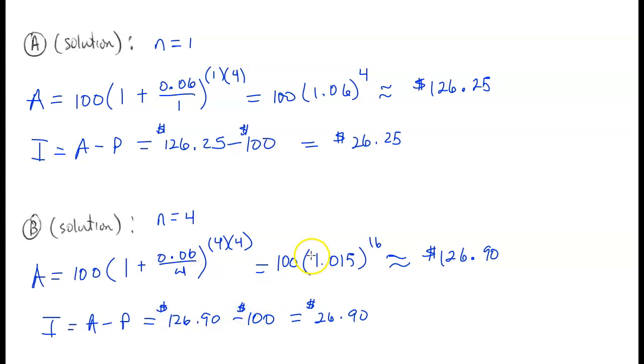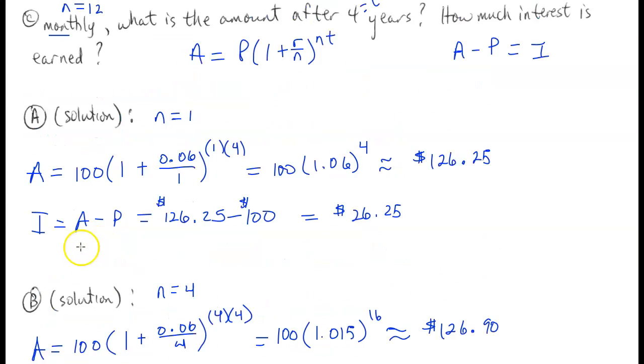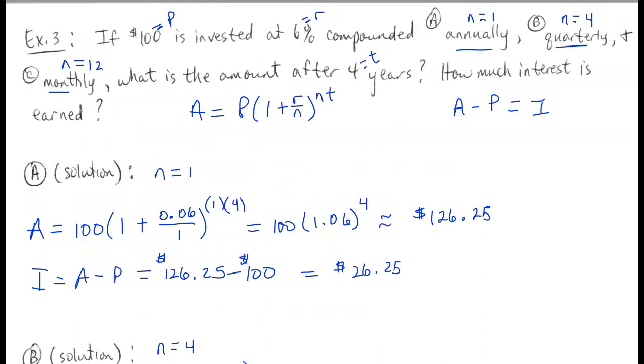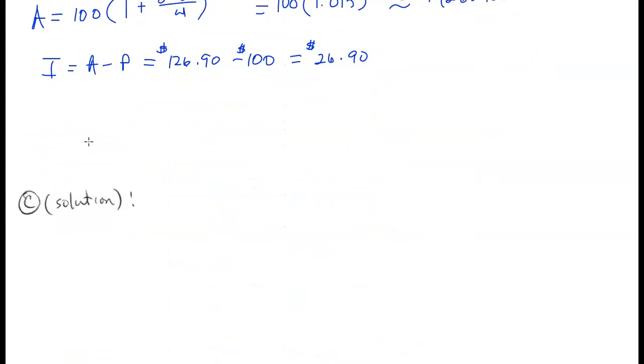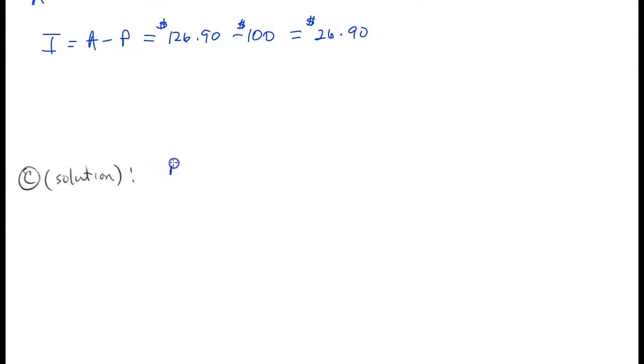All right, so let's look at the solution for C. And of course, for that one, we said it was monthly, so that means n is going to be 12 this time. So here we have n is equal to 12. And so the same thing. A is equal to 100 times 1 plus 0.06 divided by 12. And all that's raised to the 12 times 4.